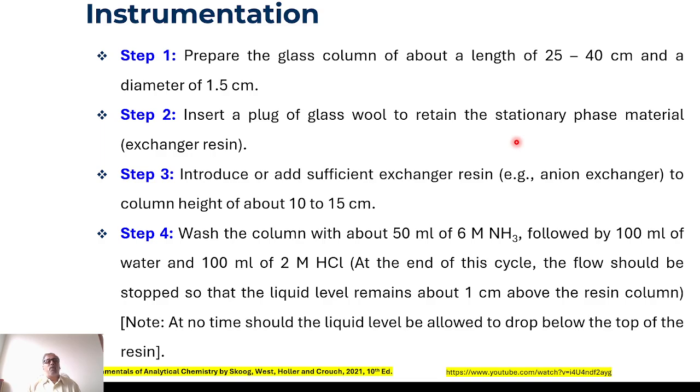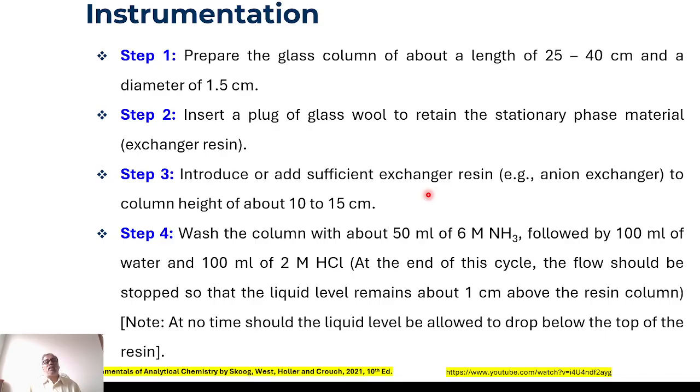So this is a very simple manual column, not a sophisticated automated column. You can go for even a manual ion exchange chromatography. Take a column with a minimal length of 25 and you can increase the column length up to 40 or 50 centimeter. You can fix the diameter at 1.5. Then you can plug the bottom of the column using absorbent cotton, or you can use glass wool. Glass wool would be the most appropriate choice, so you will get a free flow of the mobile phase. Plug the bottom of the column using glass wool, and then you can introduce the exchanger.